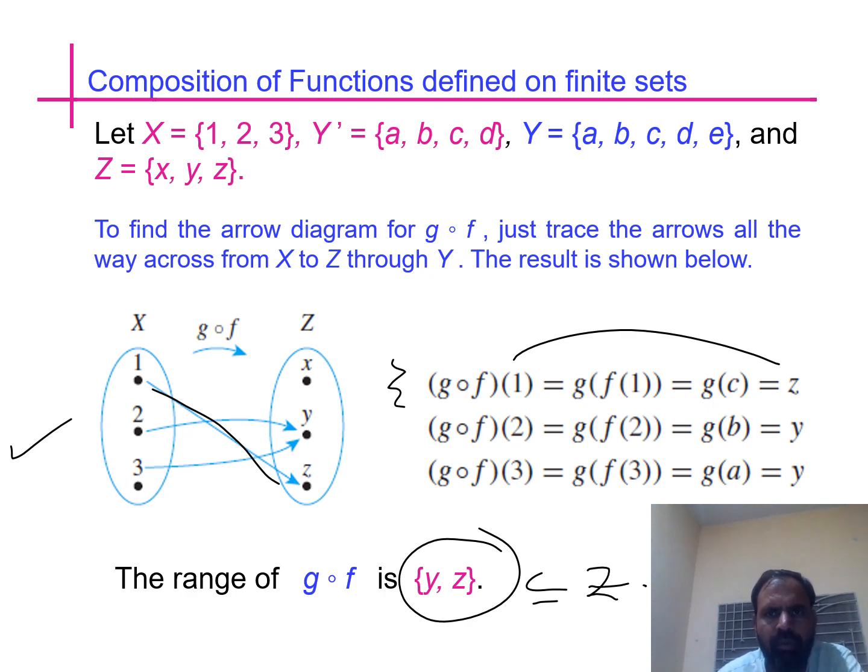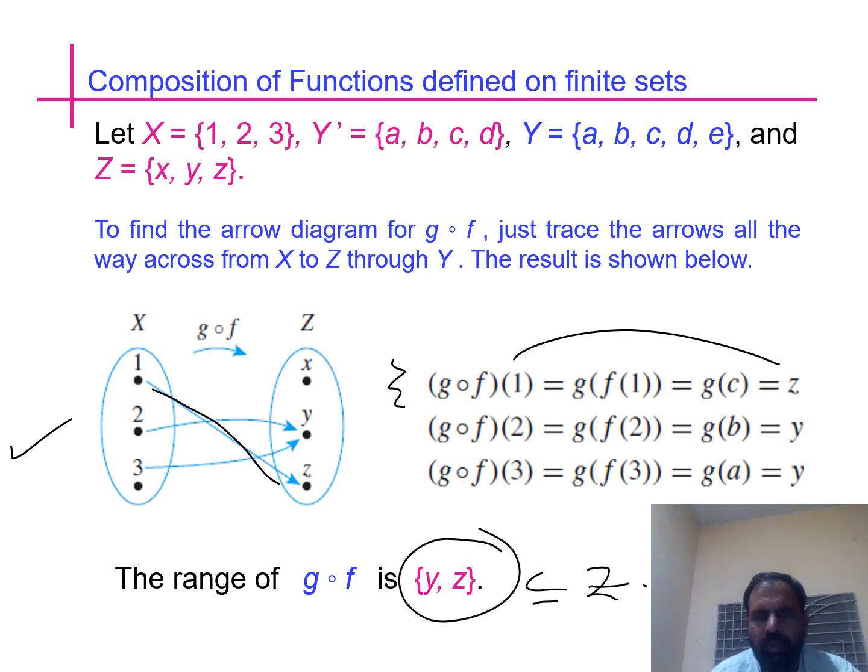Composition defined on finite sets, where X is equal to this, Y prime is equal to this, Y is equal to this, and Z is equal to this set. To find the arrow diagram for g circle f, just trace the arrows all the way across from X to Z through Y. The result is shown as below: 1 to z. So g circle f of 1 is equal to g of f of 1, which is g of c, which is z.